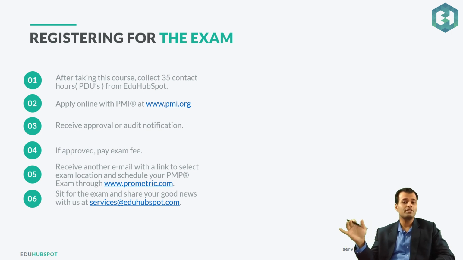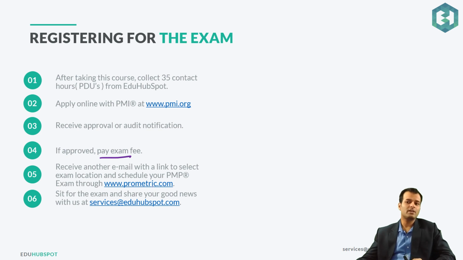Receive approval or audit notification. You will either receive an approval that your application has been selected, or you will get an audit notification. If you get an audit notification, whatever you have written in your application, you might have to mail documents to PMI. They will review it for another couple of days and get back to you with their result. If you get approved, you just need to pay the exam fee. When you pay the exam fee, you will get an email from PMI with a PMP eligibility ID.